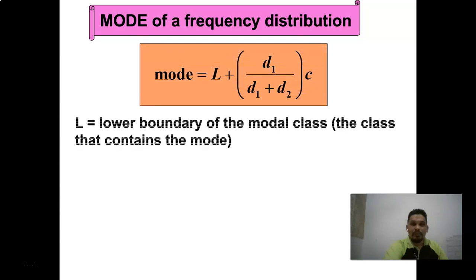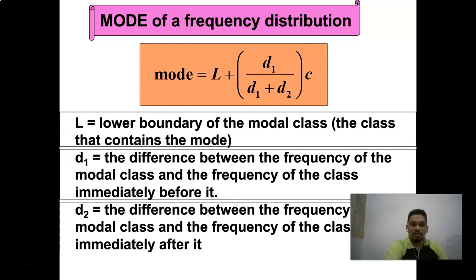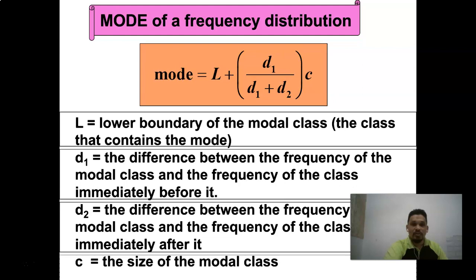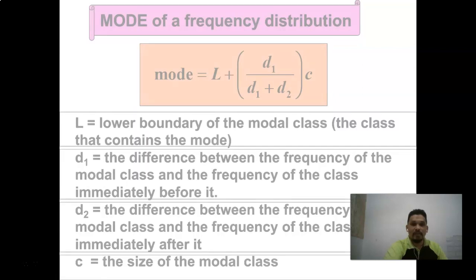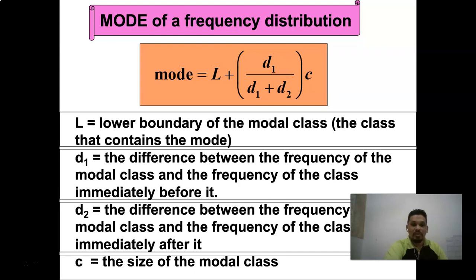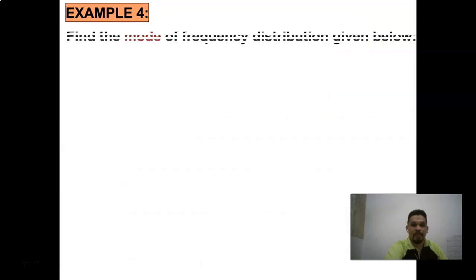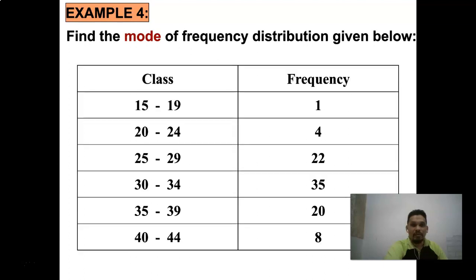So the mode of frequency distribution. You may read all this from your lecture notes, and let's continue. So all the definitions: L, lower boundary; D1, difference of frequency of the modal class and the frequency of the class immediately before it; D2, the difference with the class immediately after it; and C, size of the mode class. Find the mode of frequency of the distribution given below.